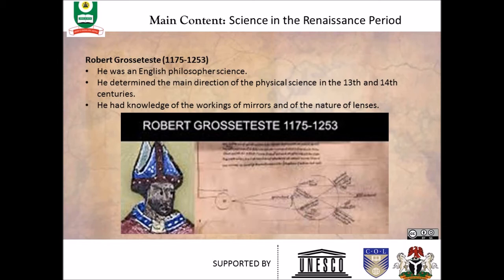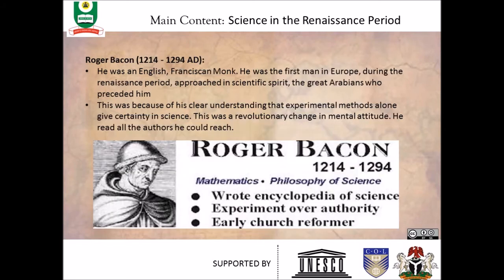He determined the main direction of the physical science in the 13th and 14th centuries. He had knowledge of the working of mirrors and of the nature of lenses. Roger Bacon, 1214 to 1294 AD. He was an English Franciscan monk.